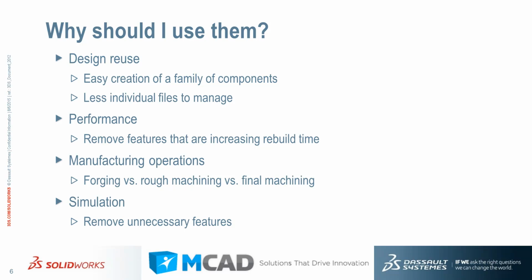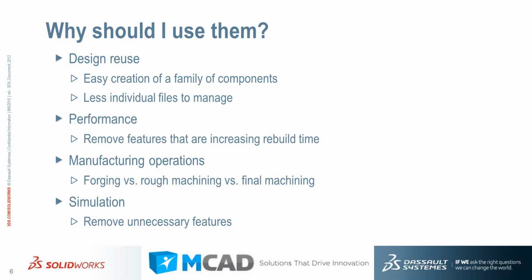Okay, so we have this functionality in SolidWorks. Why would we want to use it? Well, one reason is design reuse. Because it's the same file, it makes it very easy to create a family of very similar components. As well, we've got fewer files to manage. Instead of having to rebuild the part over and over, or doing a file save as and having lots of parts to deal with, we've got one model that contains all the geometries.